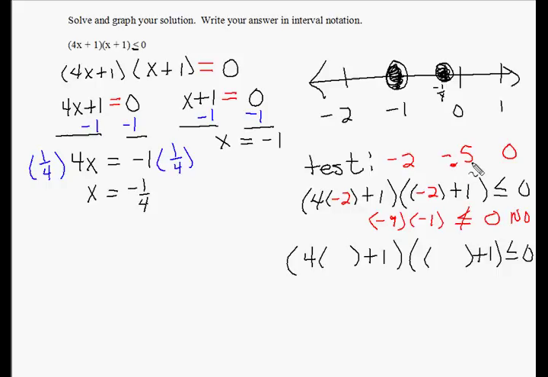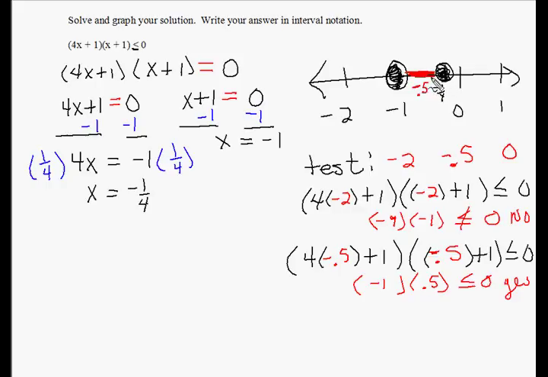So we'll test the next number, negative 0.5. So negative 0.5 goes in where the x used to be. Make sure you don't lose negative signs. 4 times negative 0.5 is negative 2 plus 1 is negative 1. Negative 0.5 plus 1 is a positive 0.5. Multiplying these two together, that is in fact less than 0. That's a yes. When you say yes, that's when you shade. Negative 0.5 was in between these two, so that's where I'm shading.